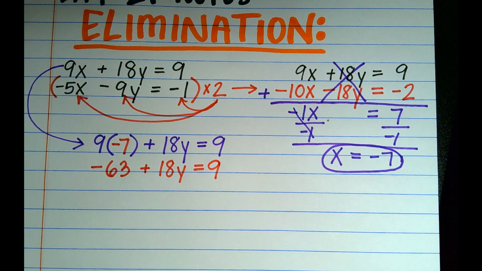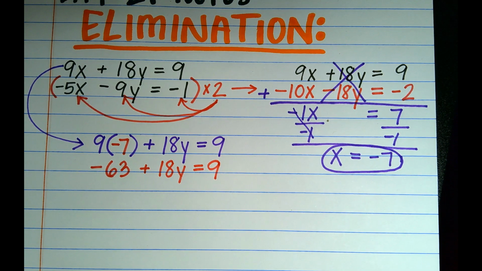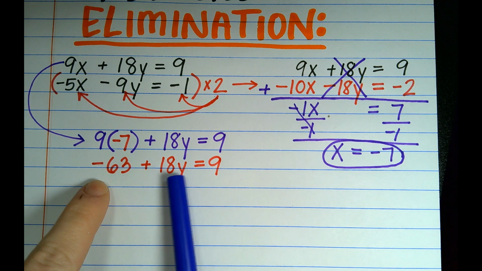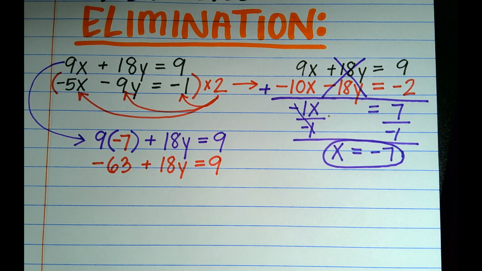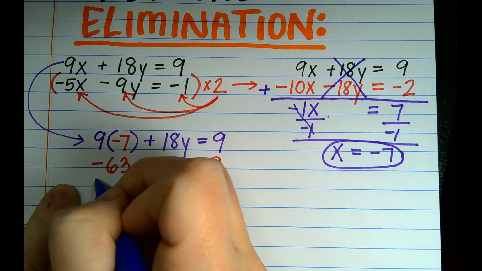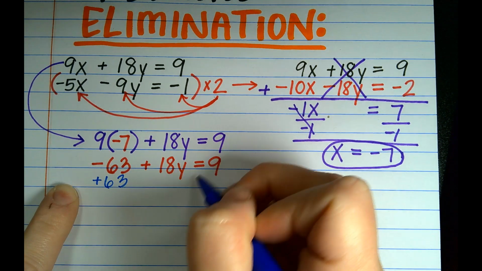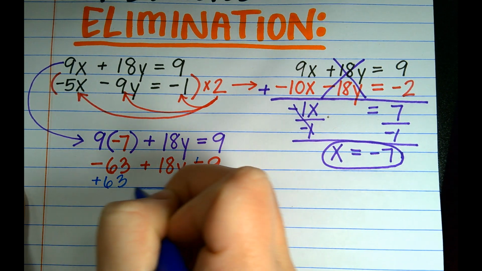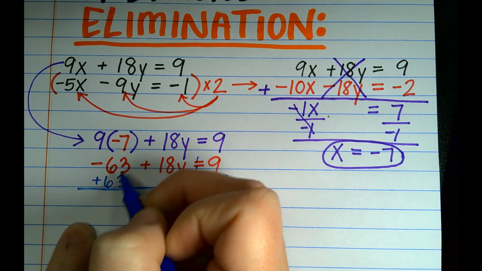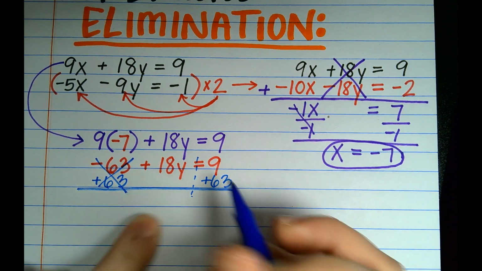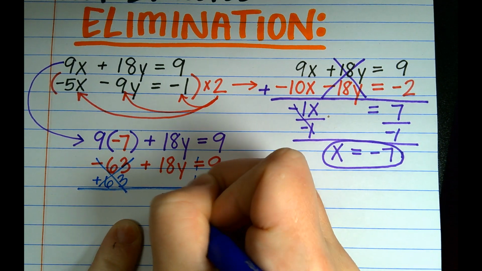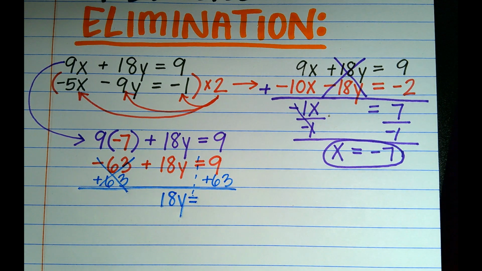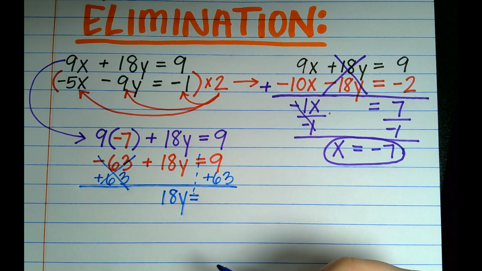Now remember, our goal is to get y by itself. So we need to start getting rid of things that are keeping y from being by itself. Yes, we're going to add 63 to both sides of the equation. So my 63s will cancel. I'm going to bring down 18y, bring down equals. And what is 9 plus 63? 72.